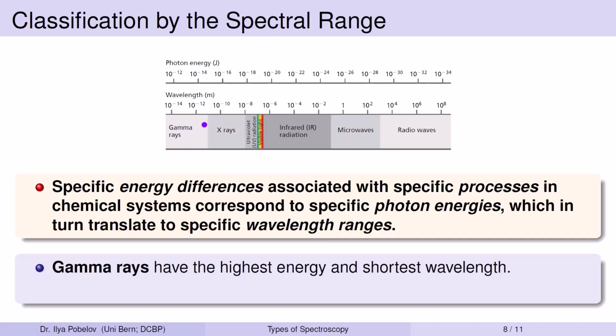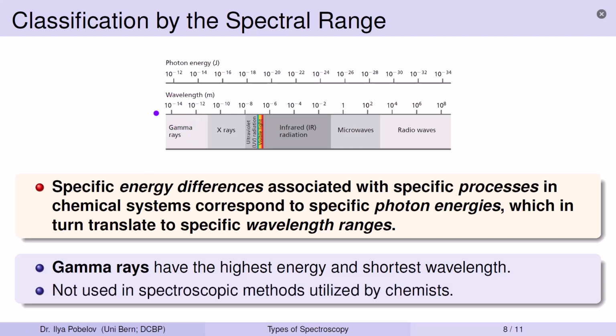Gamma rays have the highest energy and shortest wavelengths and are typically produced by the radioactive decay of atomic nuclei. As a penetrating and ionizing form of electromagnetic radiation, gamma rays cause damage at a cellular level. They are not used in spectroscopy methods utilized by chemists.